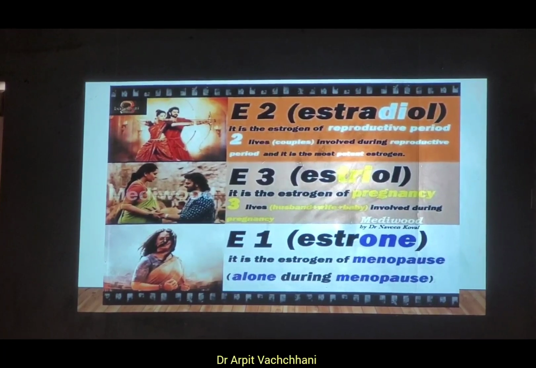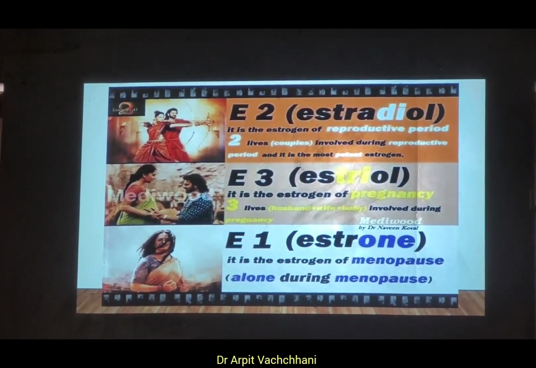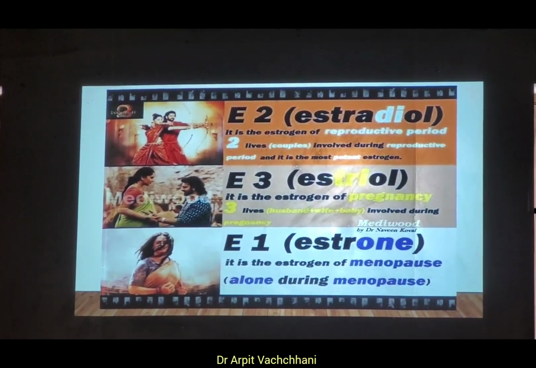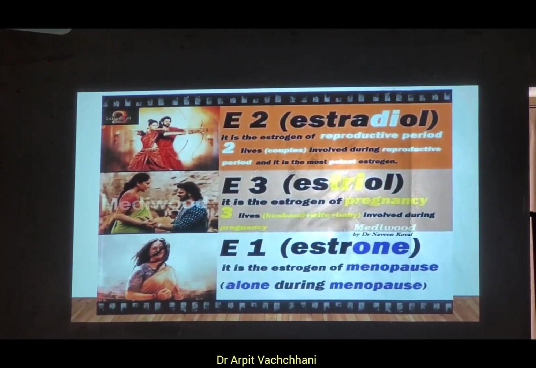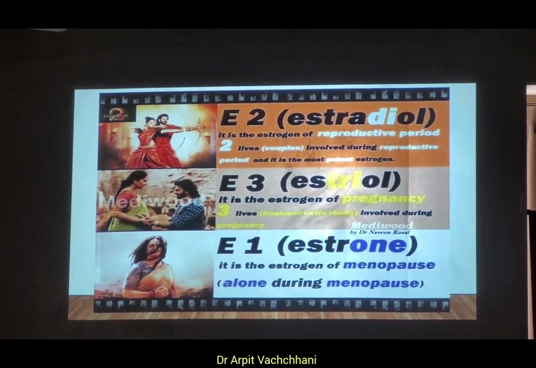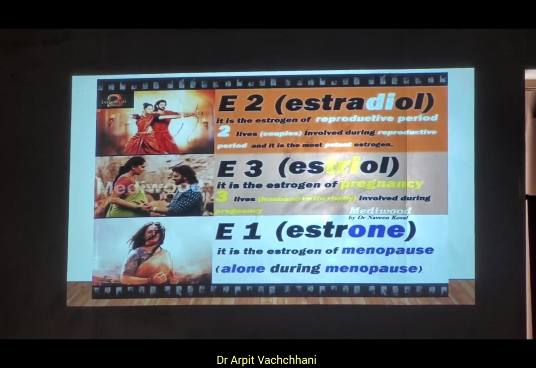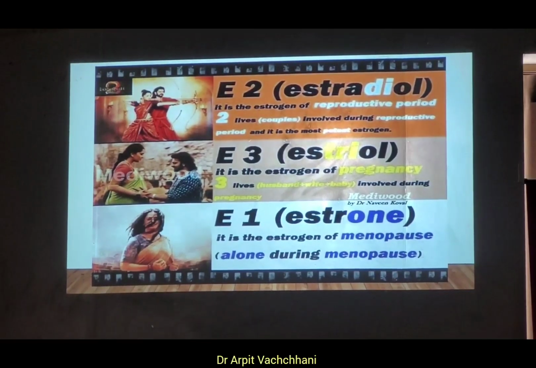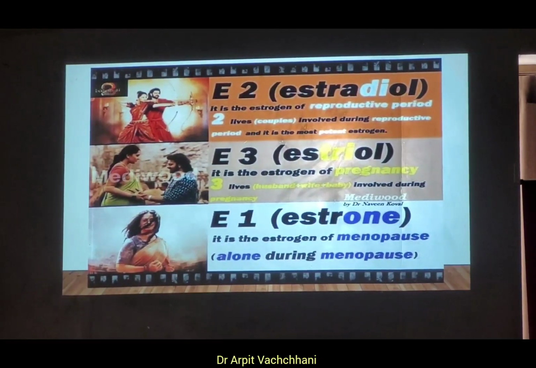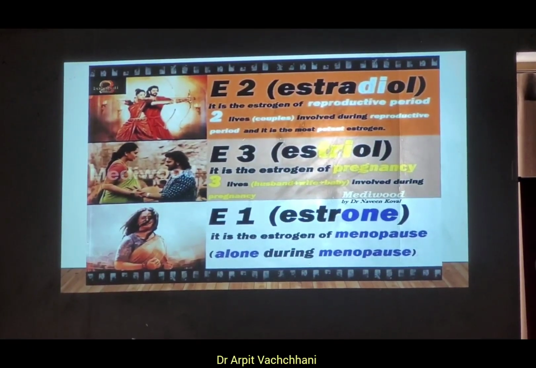Then E3 has the word 'tri', estriol. So it is the estrogen of pregnancy. So 3 lives are involved, husband, wife and the baby. So you can easily remember E3 is the estrogen of pregnancy. And the third one is estrone, that is 1. So it is the estrogen of menopause, when the female is alone during menopause. So you can say E1.